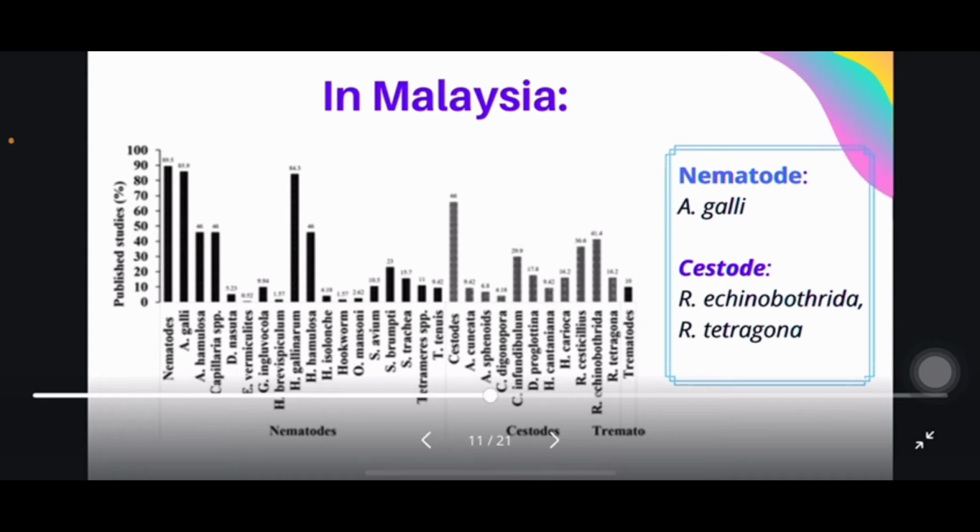In Malaysia, based on data that we got from 1968 until 1997, among the nematodes, the highest infection was demonstrated in Ascaridia galli, whereas for the cestode group, Raillietina tetragona and Raillietina echinobothrida showed the highest total count reported by the researchers.